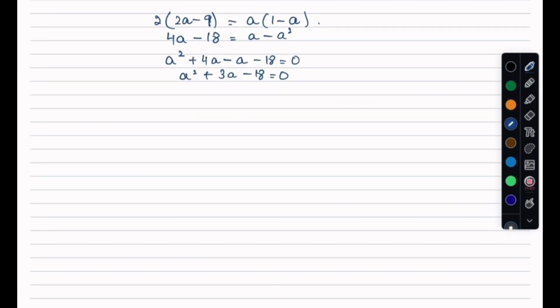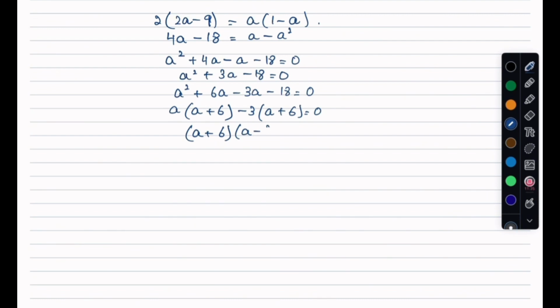Quadratic equation, if I factorize it, the factors of 18 should be a square plus 6a minus 3a minus 18, which is equal to 0. So a is common, you are left with a plus 6, minus 3 common, you are left again with a plus 6, which is equal to 0. So I can say that it's (a plus 6) and (a minus 3) equal to 0. And the values of a are negative 6 and a positive 3. So this is how I can get the two values of a.